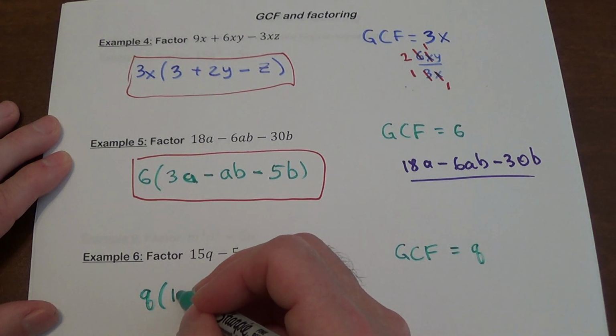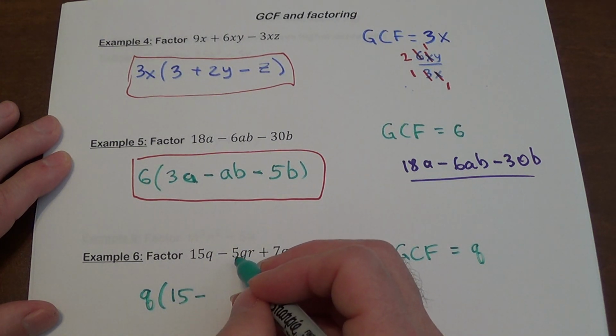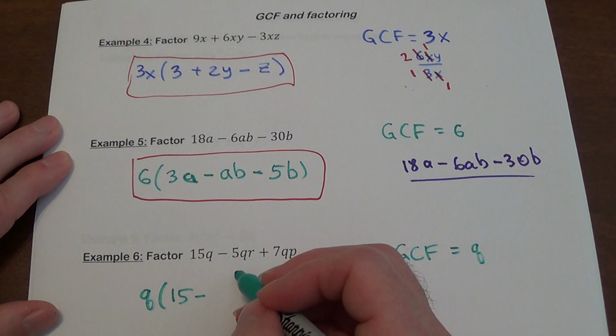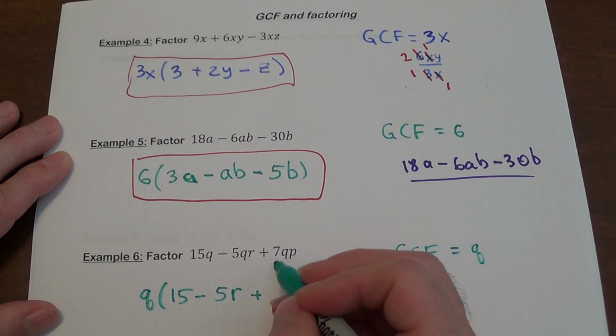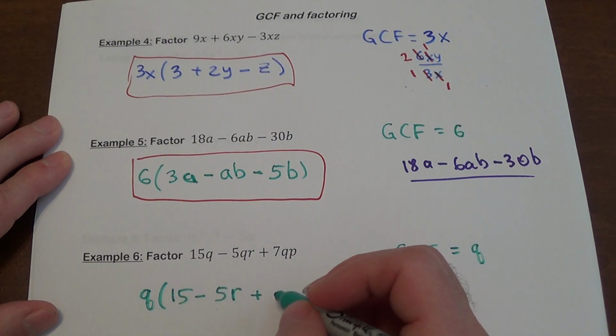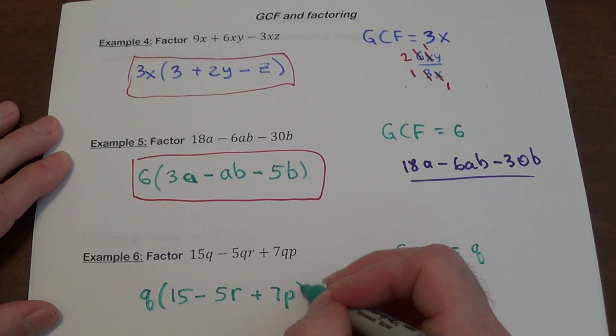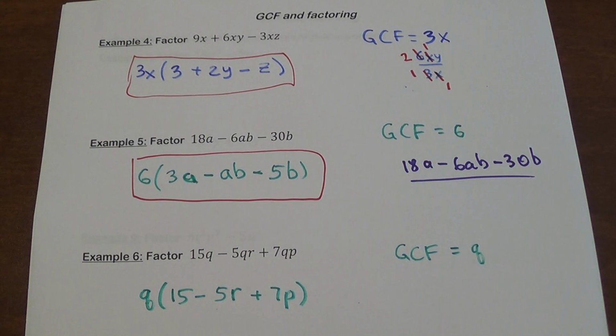15q divided by q will leave you with 15. 5qr divided by q, q is going to be gone, leaves you with 5r. And then plus 7qp, q is gone, leaves you with 7p. Alright, and that's this.